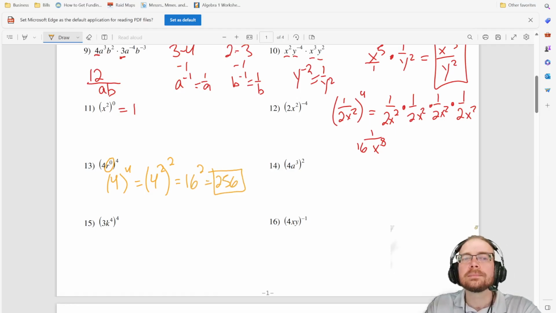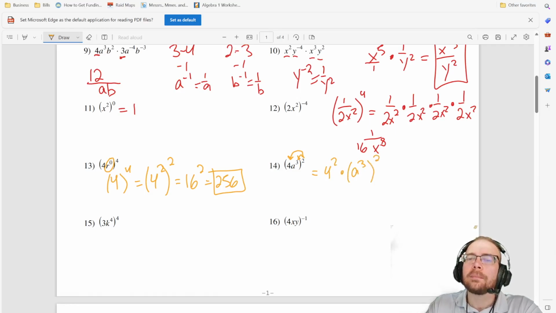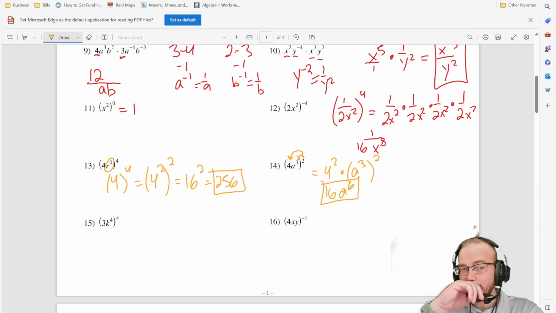And there we go. All right, so then this, we can distribute the square. And then it's going to be 4 squared and a cubed squared. 4 squared is 16. Remember, power to a power, you multiply the powers. So it's going to be 3 times 2 is 6. That's the trick method that we just talked about for number 12.